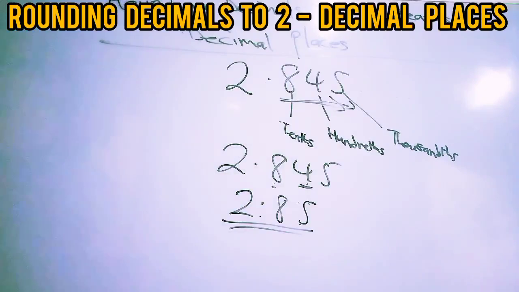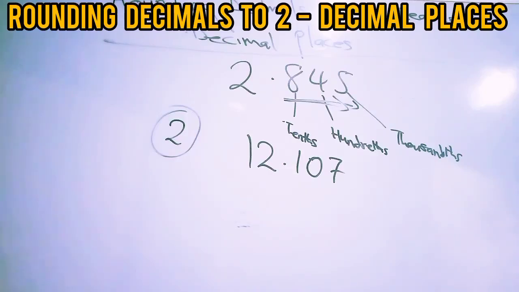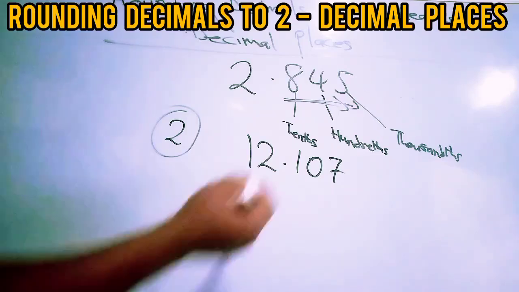Okay, let's look at another example. With the second example, we are having 12.107, and we have to round this number to two decimal places. First of all, two decimal places is the same as the hundredth position. So knowing this is key.